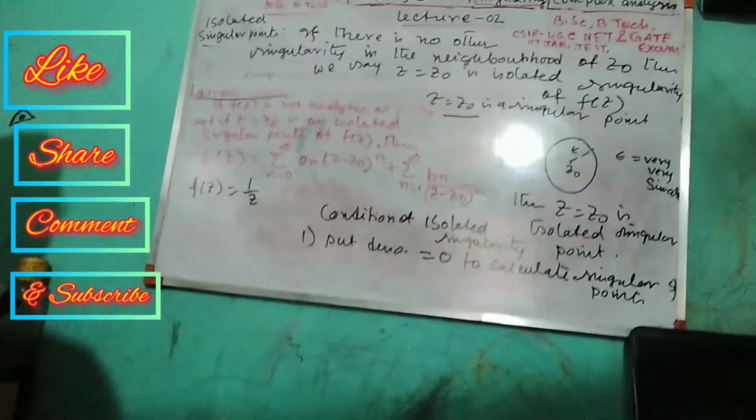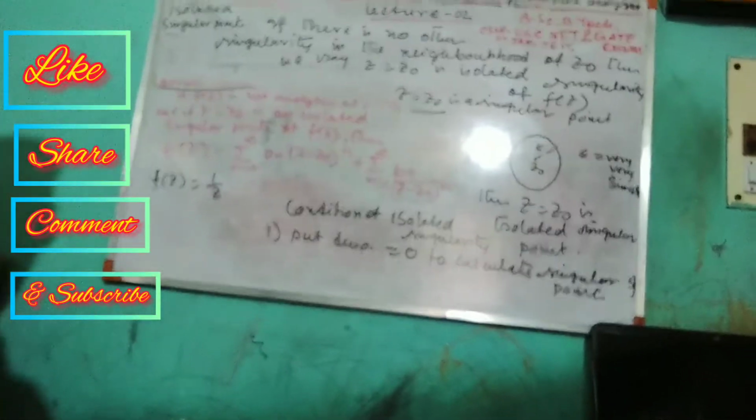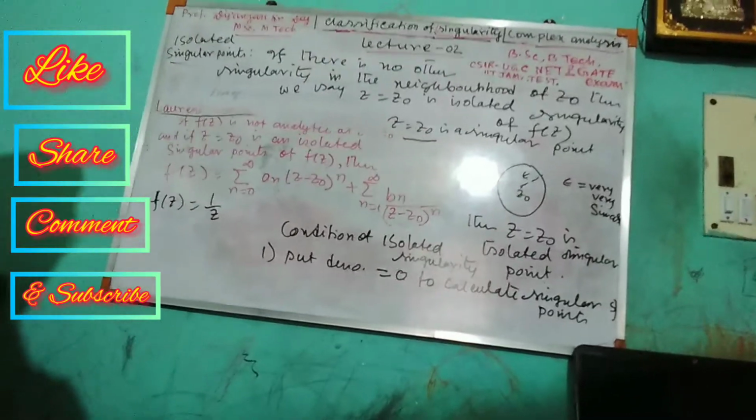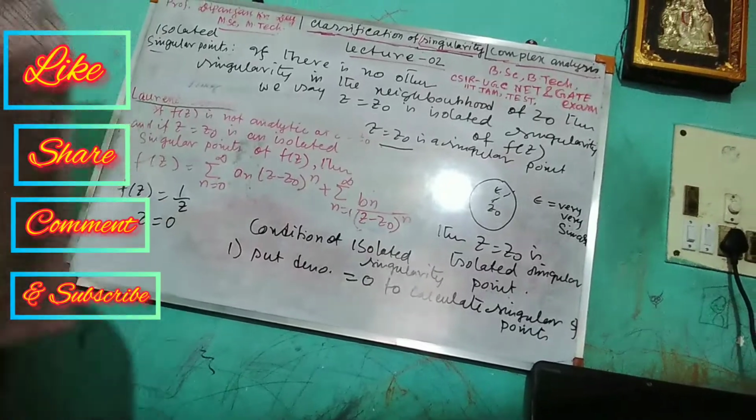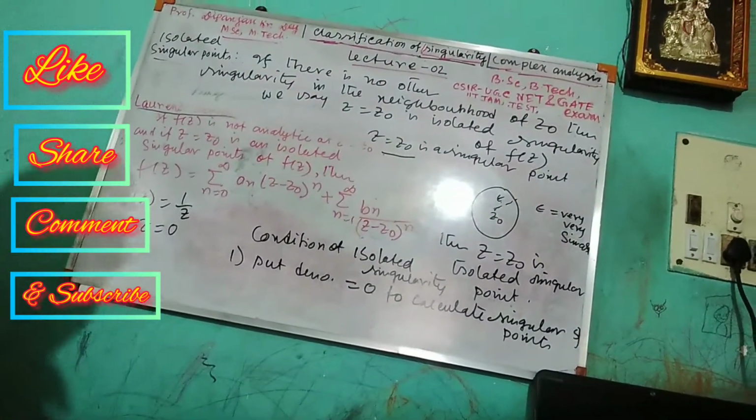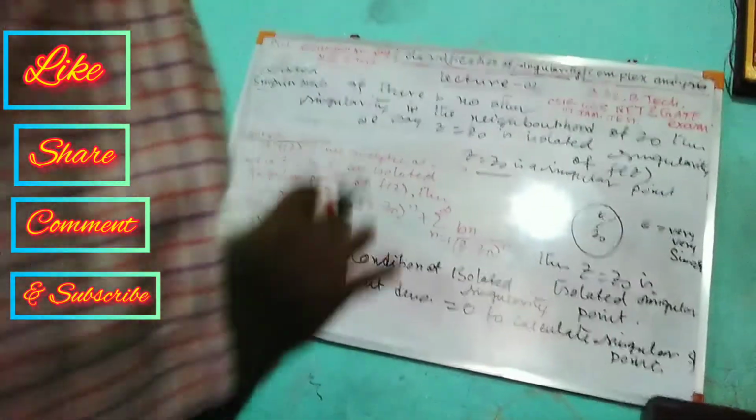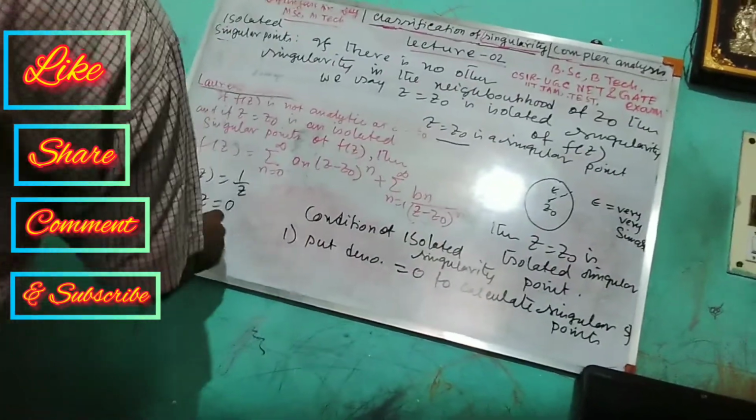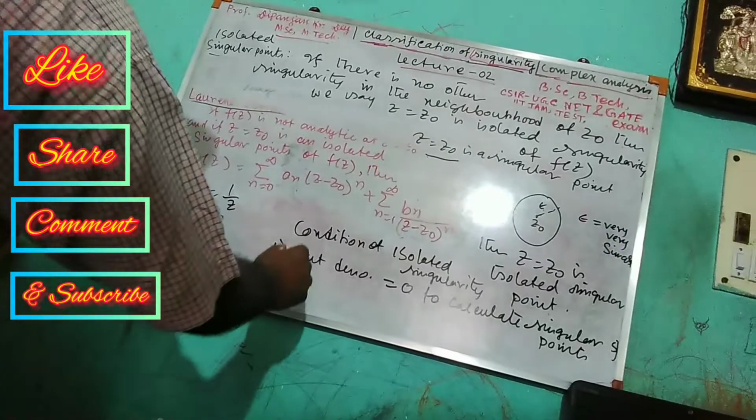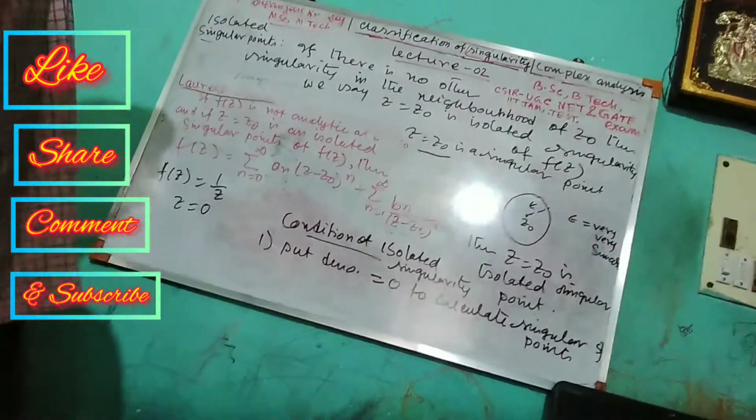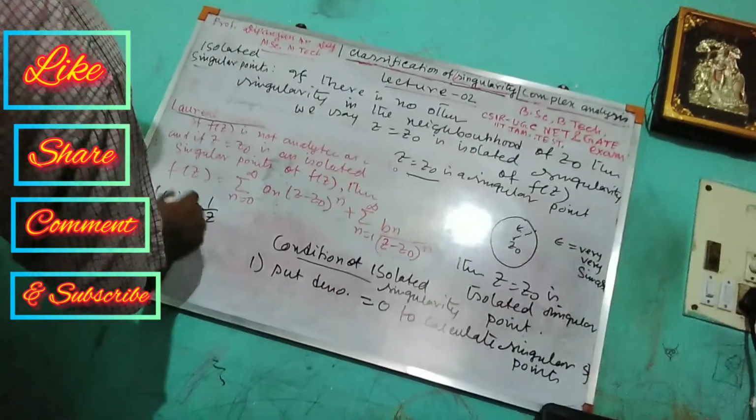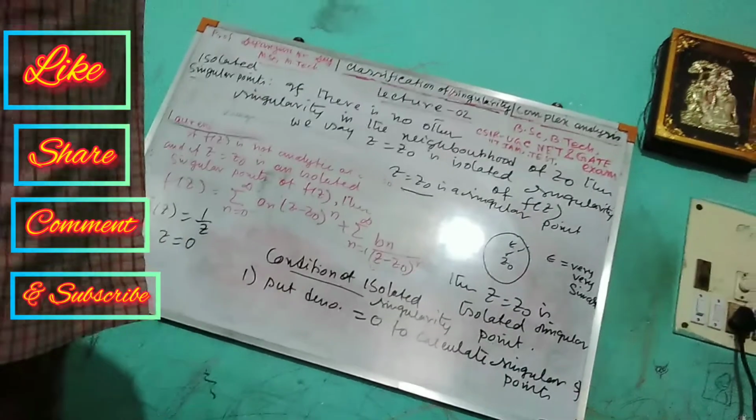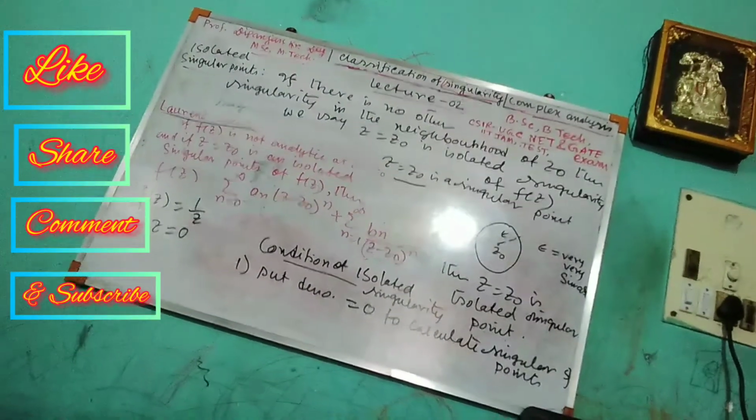Now, for example, suppose f(z) equal to 1 by z. You see, f(z) is not defined when z equal to 0, because 1 by 0 is undefined. So put the denominator equal to 0, and z equal to 0 is a singular point. Because f(z) is not defined at z equal to 0, this is the condition for isolated singularity. So z equal to 0 is an isolated singularity.